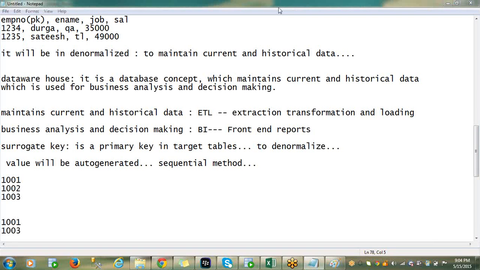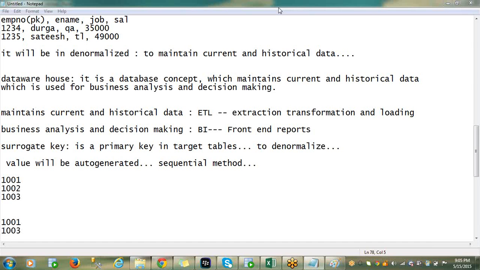Okay, so can we say the foreign key and surrogate key are the same? No, they are not the same. Surrogate key is a primary key in case of your target table, so it cannot be a foreign key in that particular table, but it will be acting as a foreign key in case of some other tables. They are called your facts. We will see that.